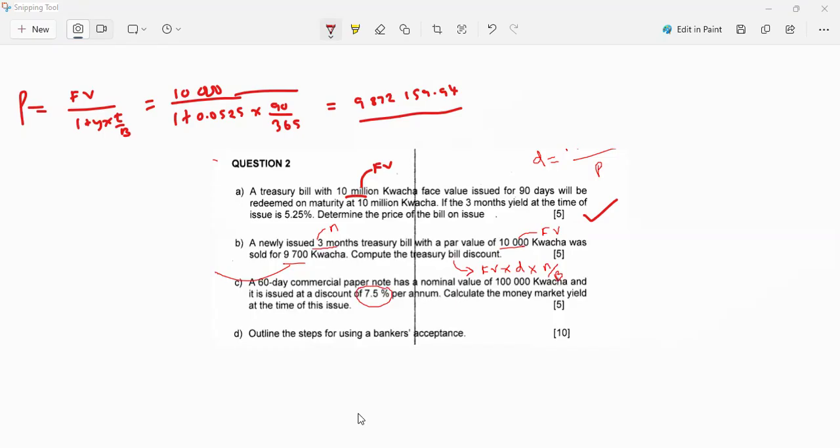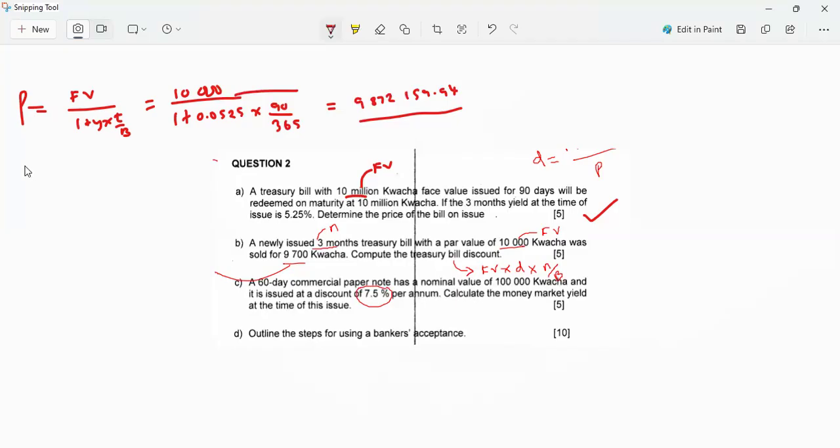We first calculate the discount rate. The discount amount is simply the difference between the face value and the purchase price. So we calculate our discount rate, which is simply face value minus what? Price over face value, all right? And 360 over time.